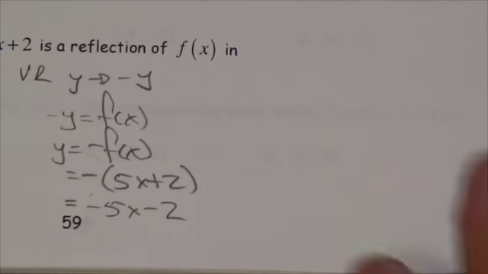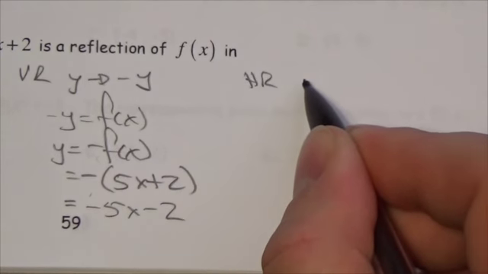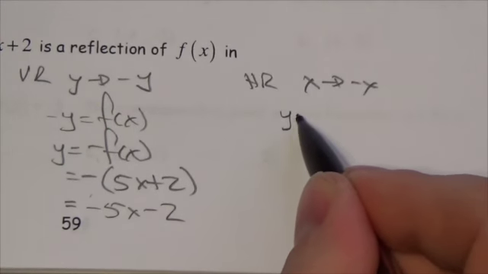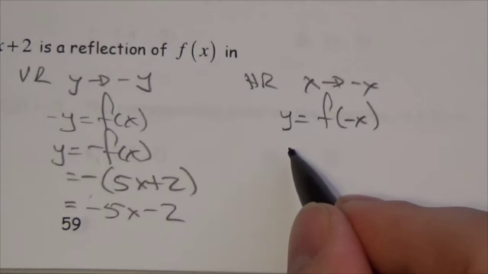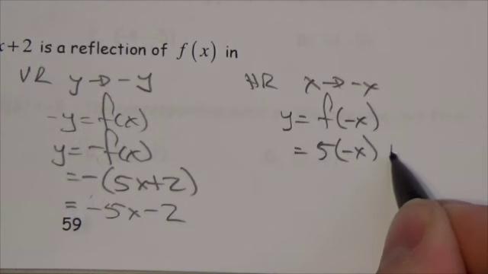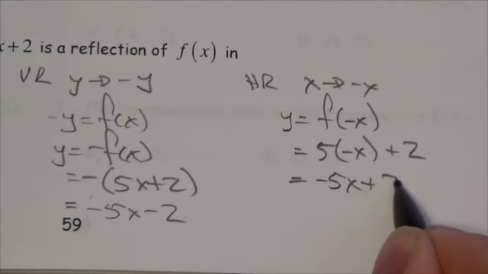Now let's take a look. What would a reflection over the y-axis be? Well, a horizontal reflection, I would replace x with negative x. Okay, so in my function notation, this becomes f of negative x. And so in this particular case here, that would be 5 times negative x plus 2. And when you multiply, you get negative 5x plus 2.